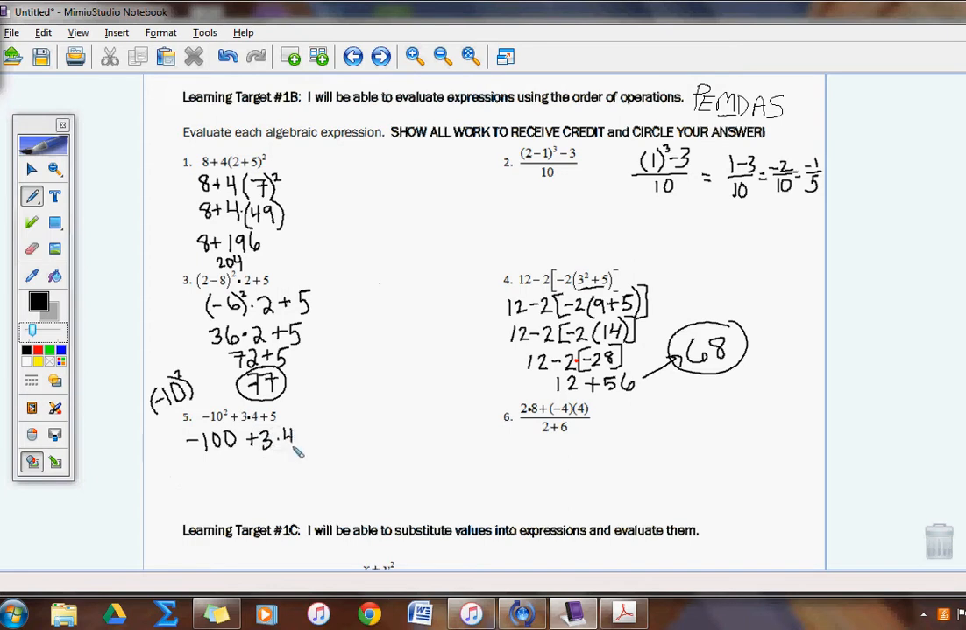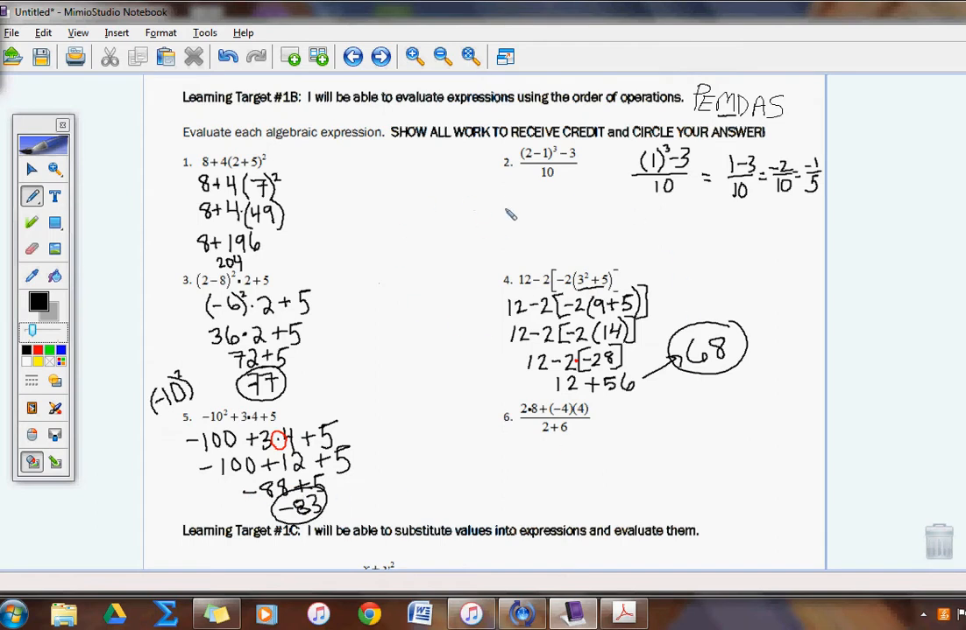We have 3 times 4 plus 5. And then hopefully now I'm noticing that the next thing I need to do is that multiplication. So what I have now is still negative 100 plus 3 times 4, which is 12, and then plus 5. Now all I have is addition, so I just work left to right. Negative 100 plus 12 is going to give me negative 88, and then I'm going to add 5, and I'm going to get negative 83.